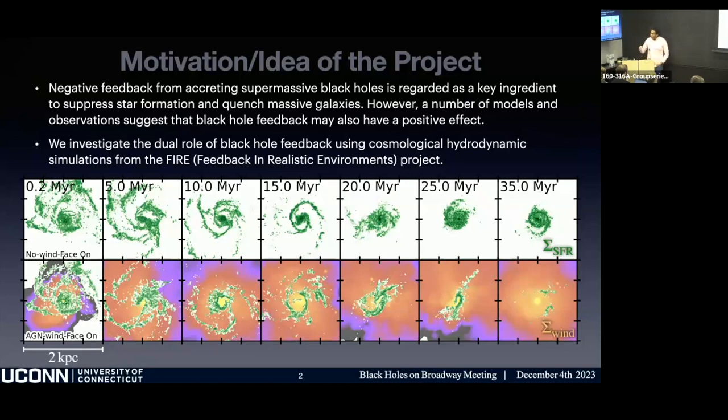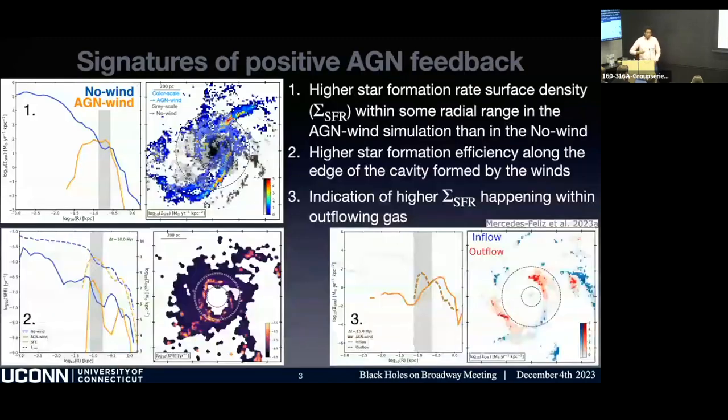Real quickly down here, I'm looking at these spatial star formation rate surface density maps for the no wind case on the top and for the AGN wind case on the bottom. You can see that overall there's a global negative impact due to the AGN winds. However, we do see some signatures of positive feedback on local scales.